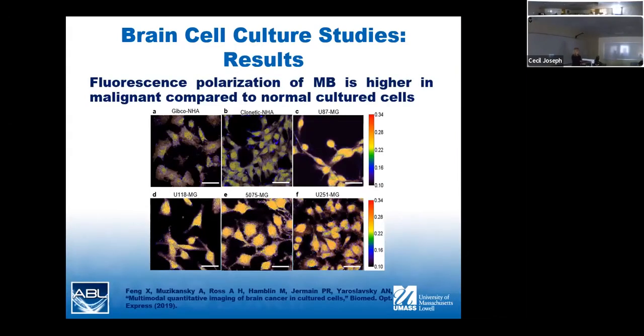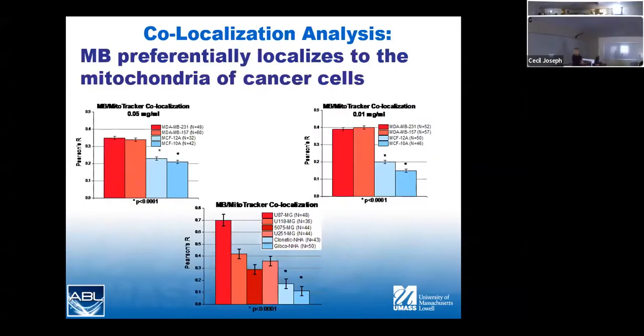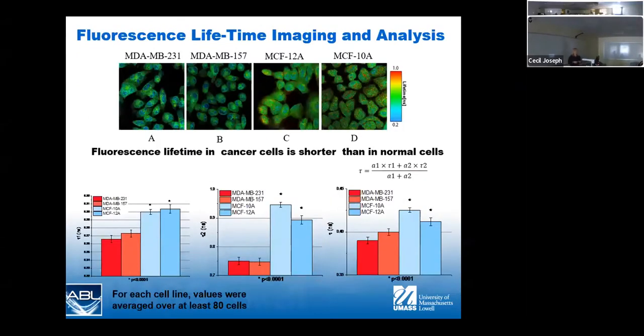And several years later, and a few thousand cells later, we confirmed that yes, fluorescence polarization is increased in cancer. You can see yellow cells, those are cancerous, and green purple cells are normal cells. So there is a high contrast here, both in brain and breast cells. She also ran some colocalization studies and found that methylene blue accumulates to a much greater extent in the mitochondria of the cancerous cells as compared to normal cells, and that fluorescence lifetime is much shorter in cancerous as compared to normal cells.